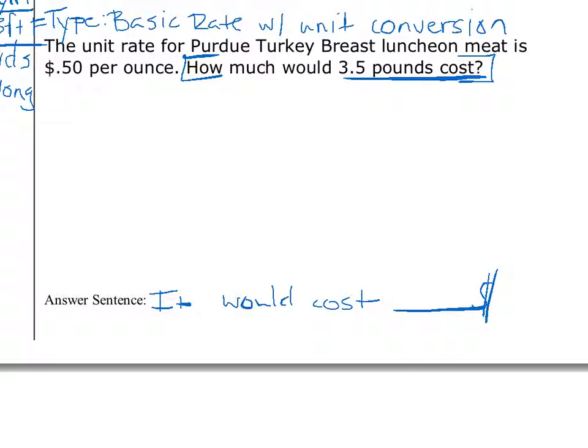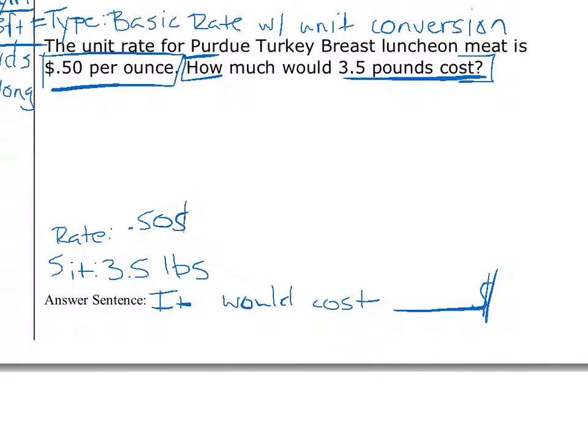Our situation is 3.5 pounds. And we're given a rate here of 50 cents per ounce, or $0.50 per 1 ounce. The other way around would be 1 ounce for $0.50. So again, looking at this problem, we have a single rate and we have a single situation, which means this is a basic rate.